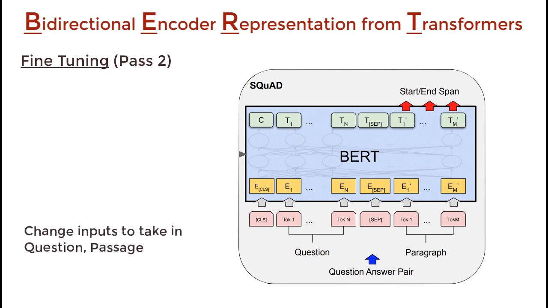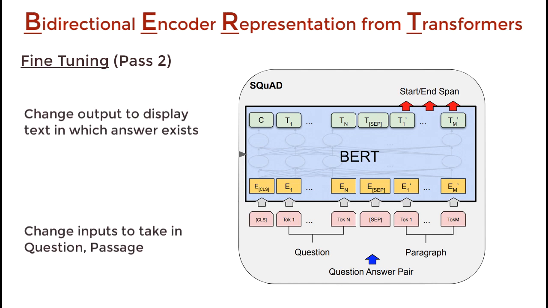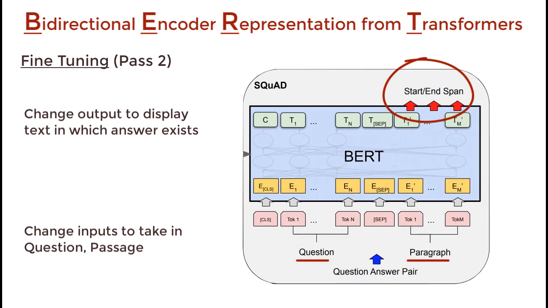Now in the fine-tuning phase though, if we wanted to perform question answering, we would train the model by modifying the inputs and the output layer. We pass in the question, followed by a passage containing the answer as inputs, and in the output layer, we would output the start and the end words that encapsulate the answer, assuming that the answer is within the same span of text. Now that's pass 2 of the explanation.